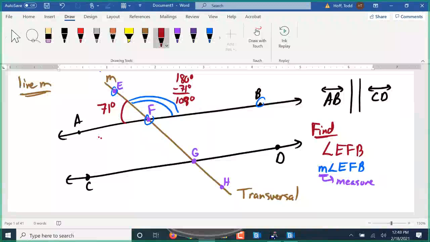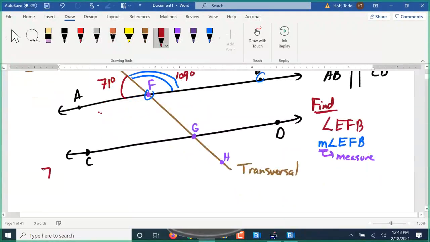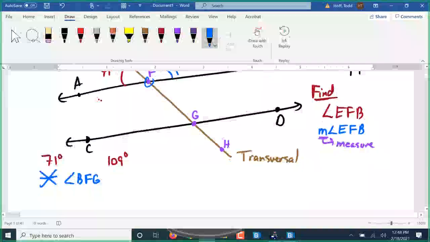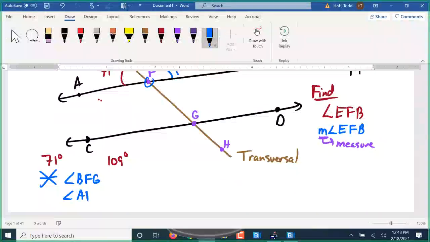Now that I have that, all the other angles here are going to be one of those two angles, either 71 or 109 degrees. So let's look at angle BFG. Which one is that one, 71 or 109? Yes, that's a 71. Angle AFG. Yep, that one is definitely a 109.